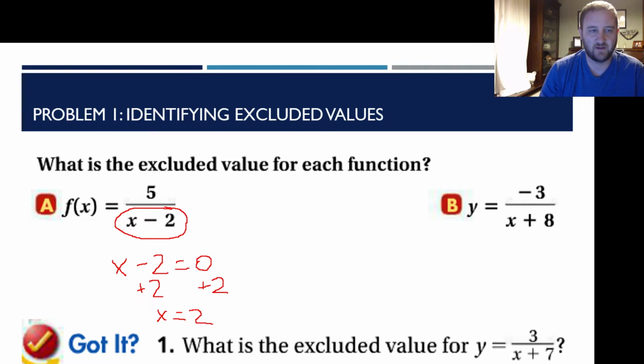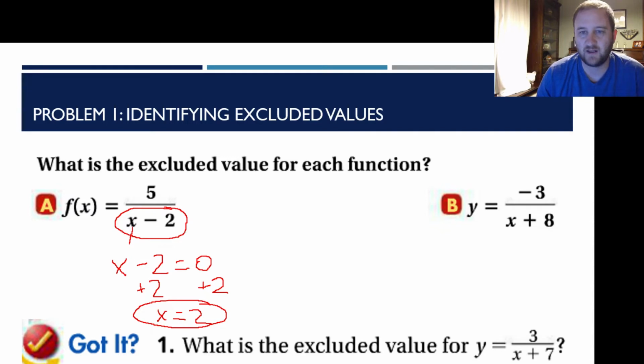Okay, right? If I put 2 in here for x, 2 minus 2 is 0, and we can't have that, right? You can't divide by 0, okay? Because if you have 0 in the denominator of your fraction, that makes the whole function undefined. Okay, so the excluded value here for this first one is x equals 2. That's the excluded value. Okay, let's look at b.